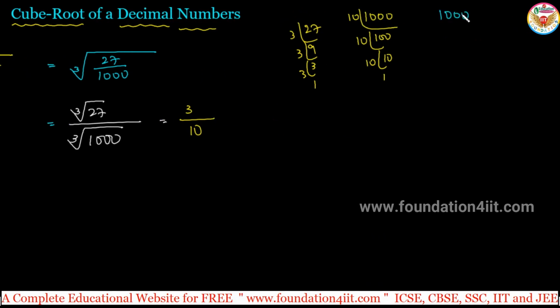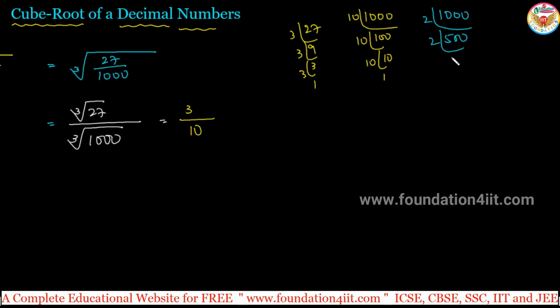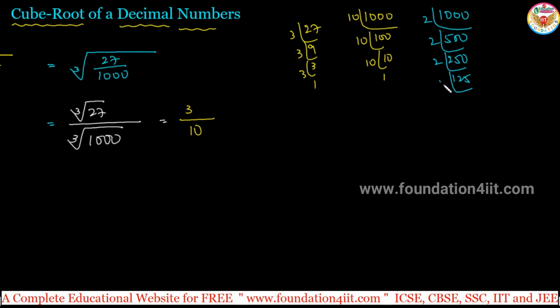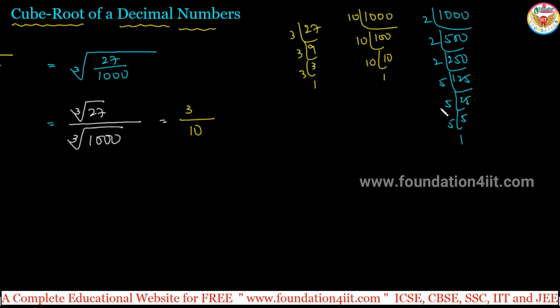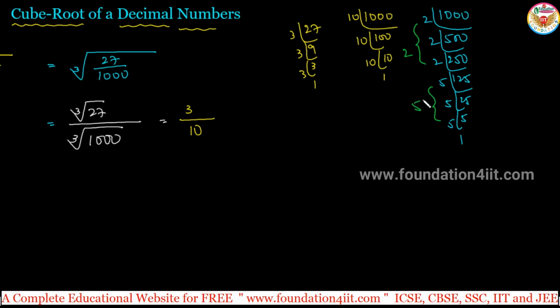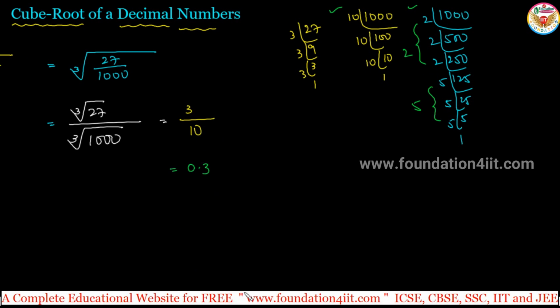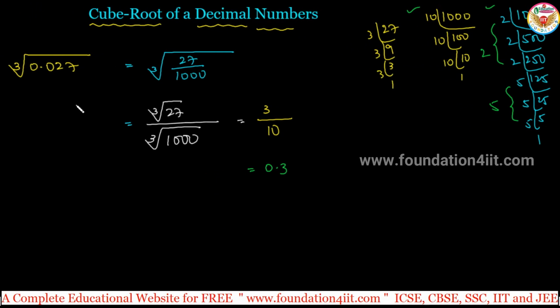If you don't know it directly, you can do one more step. Take 1000: the first prime number is 2, right? 2 times 500, 2 times 250, again 2 times 125. Now 5 times 25 is 125, 5 times 5, 5 times 1. The same answer will come: instead of 2, 2, 2 we get 2, and instead of 5, 5, 5 we get 5. 2 into 5 is 10, right? Both methods are the same, the answer is correct. Now 3 by 10. So 3 by 10 is 0.3. So cube root of 0.027 is 0.3.